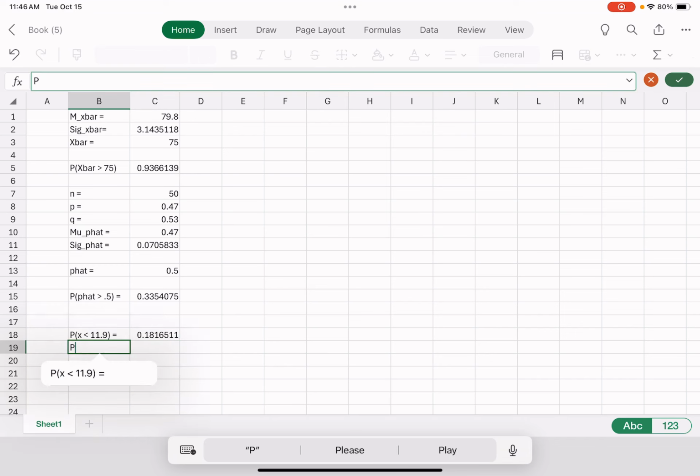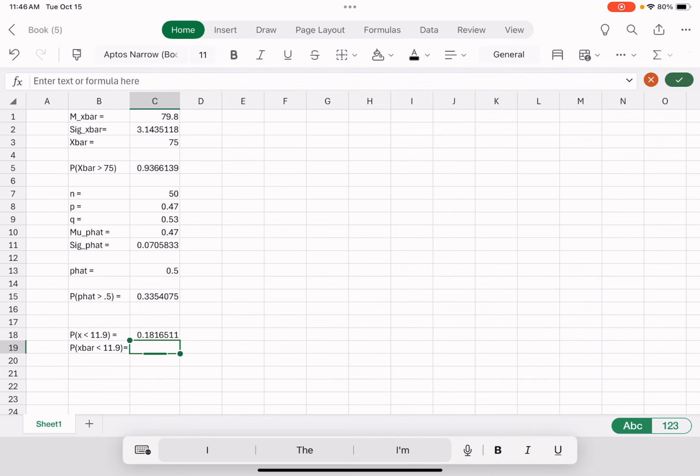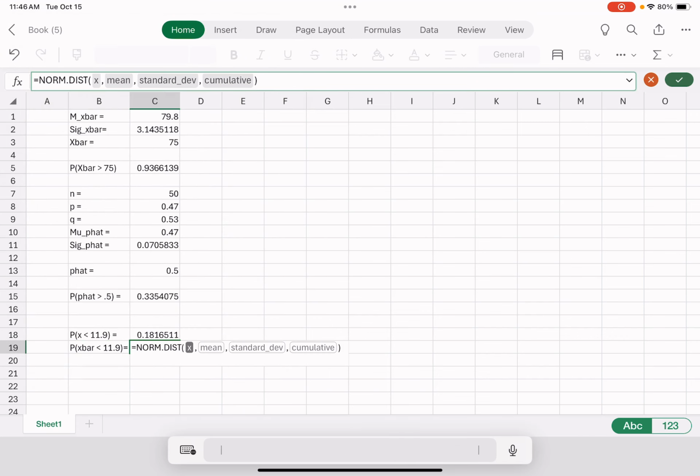All right? Now, P of x bar being less than 11.9 is going to equal NORM.DIST. X is again 11.9. The mean is still 12. The standard deviation, though, is different because this is the sample mean. So it's going to be 0.11 divided by the square root of 36, which is 6, but we take the square root of that value.